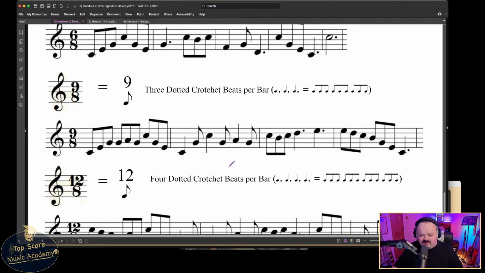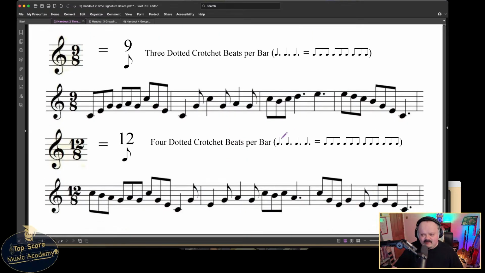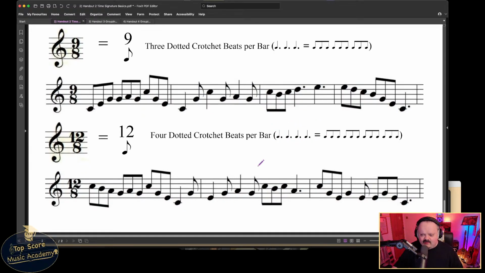And 12/8, 4 dotted crotchet beats per bar, or if you want to think of it as 4 dotted quarter notes per bar. Yeah, it makes more sense. There we go. There they are. Okay. So I think that more or less takes care of that handout as well.